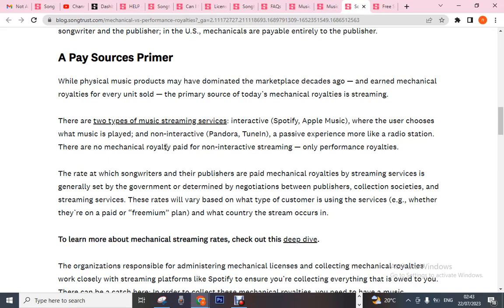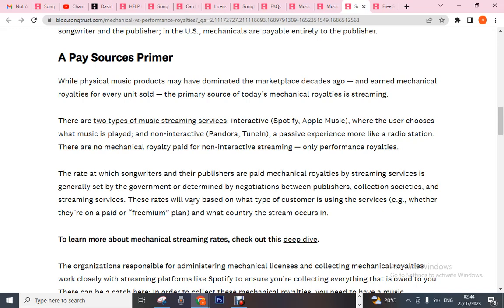There are no mechanical royalties paid for non-interactive streaming, only performance royalties. The rate at which songwriters and their publishers are paid mechanical royalties by streaming services is generally set by the government or determined by negotiations between publishers, collection societies, and streaming services. So meaning that the government has to step in to see that the rates at which songwriters and their publishers are paid mechanical royalties are fair.